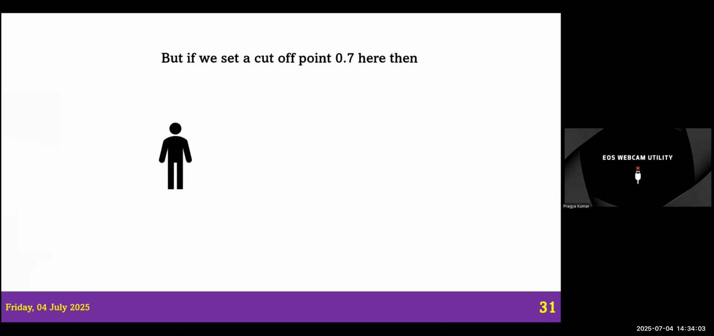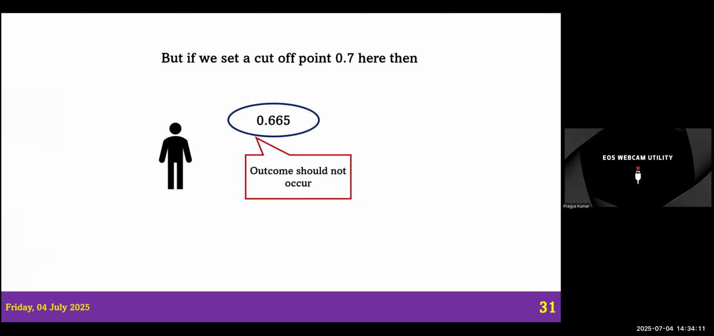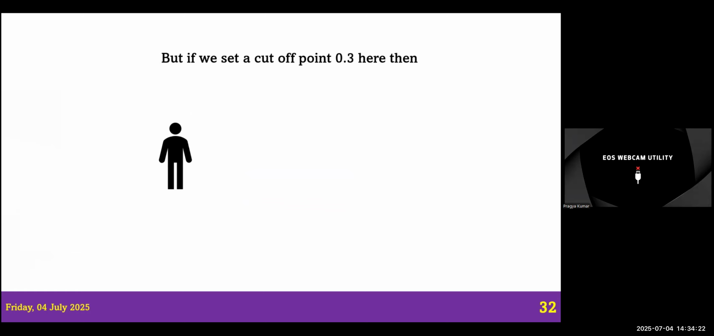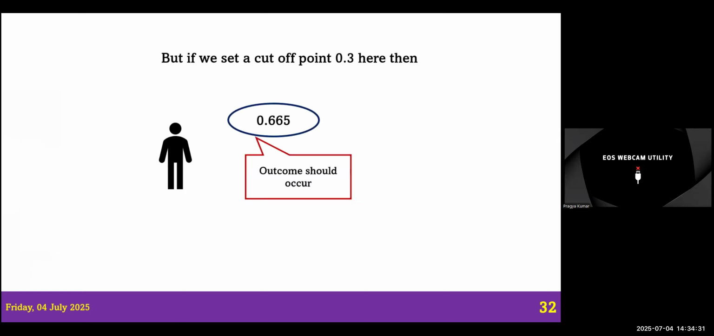But if I increase the cutoff, let's say to 0.7, then what will happen? In that case, at the same 0.665, I will say that the person does not have the disease, and even if it is 0.365, the outcome should not happen. But what if I lower the threshold to 0.3? Then for both probabilities, whether it is 0.665 or 0.365, I will say that this person will have the disease. So you can see that the occurrence of a disease depends on what cutoff we have set.